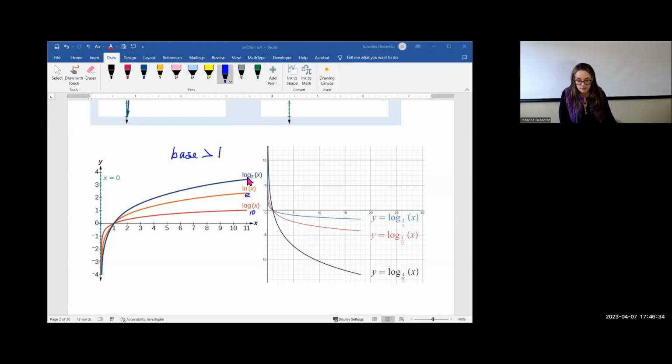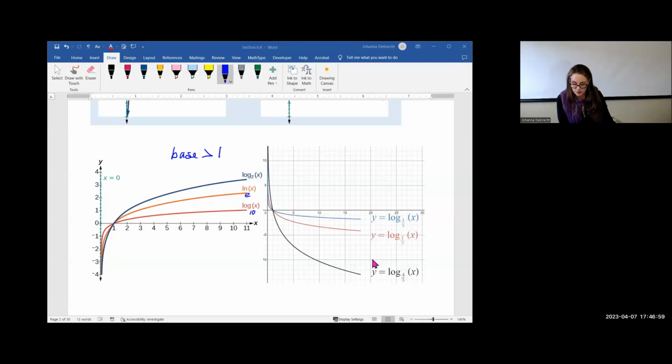Now, what do you notice about these? Well, for one thing, I notice that as the base decreases in value, 10 to about 2.7 to 2, it's actually kind of rising higher. It's almost like it's getting stretched. So the closer it is to one, but greater than one, the more stretch the graph has.